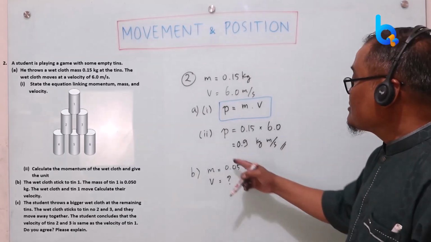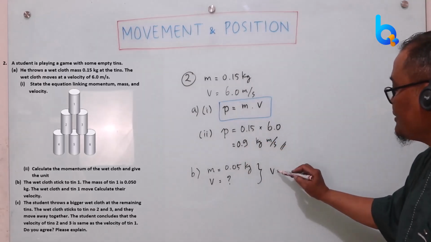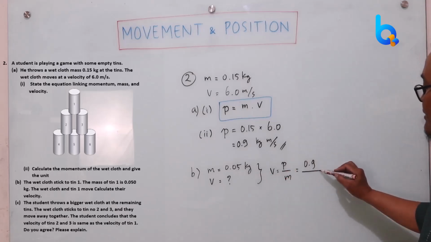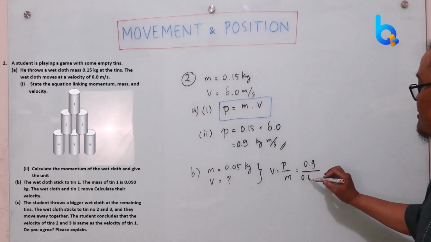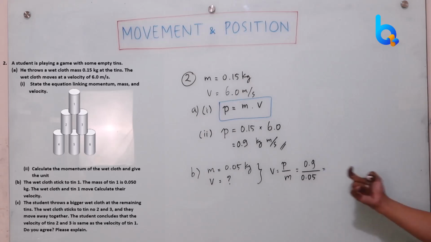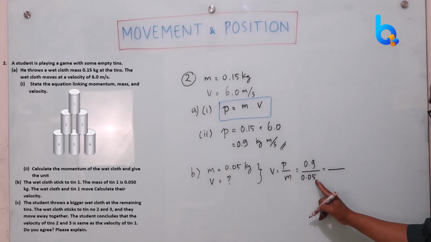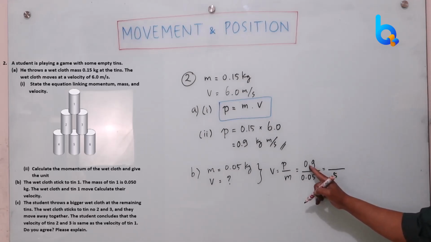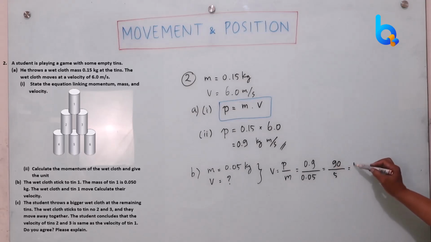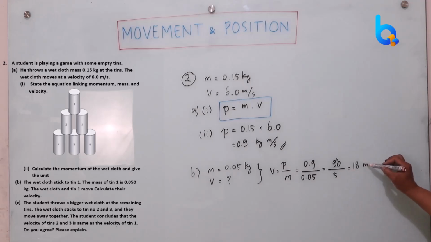We can see from just now that we already know the momentum of the wet cloth is 0.9. So v equals momentum over mass. Momentum is 0.9 over mass 0.05. How to calculate this more easily? We can move the decimal point to the right to become whole numbers. We move the point 2 places, so this becomes 5, and 0.9 also moves 2 places, so 9 and we add 0. So 9 divided by 5 equals 1, remain 4. 40 divided by 5 equals 8. So the result is a velocity of 18 meter per second.